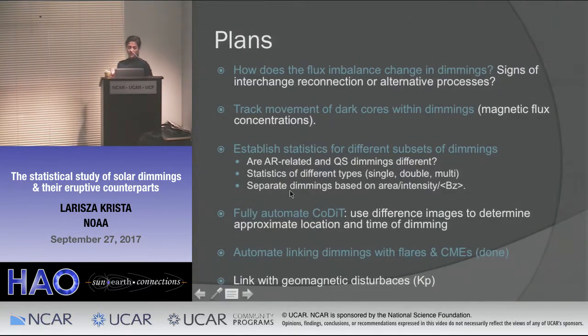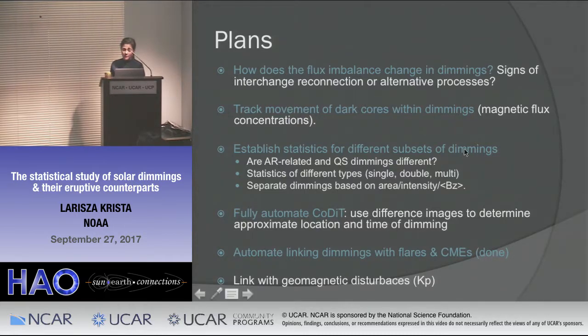So what am I going to do next? Here are the plans. I'm really interested in studying the cores of dimming regions because they seem to be more related to the eruptive counterparts. So basically I want to track these foot points and possibly their movements in time and look for signs of possible interchange reconnection or alternative processes.